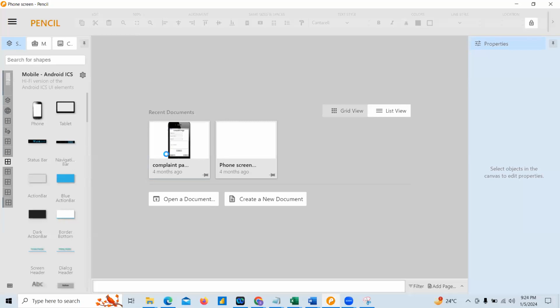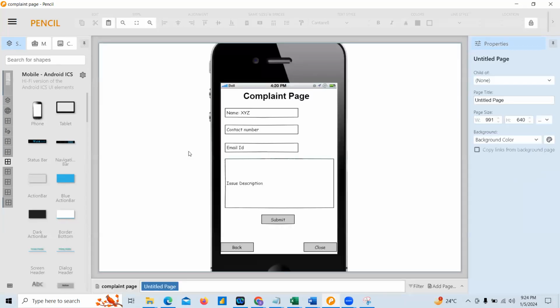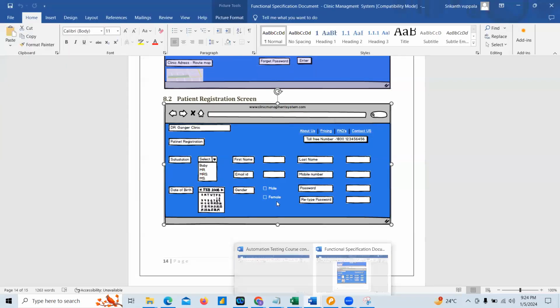So this is one of the screens from the previous batch. This is how it looks. This is a simple screen, but you can put your designs and everything using Pencil. We can do these mock-up screens. Using Balsamiq, we can do these kinds of screens. The concept is the same, how to draw the mock-up diagrams, but the tool is different. So this is done using Balsamiq.